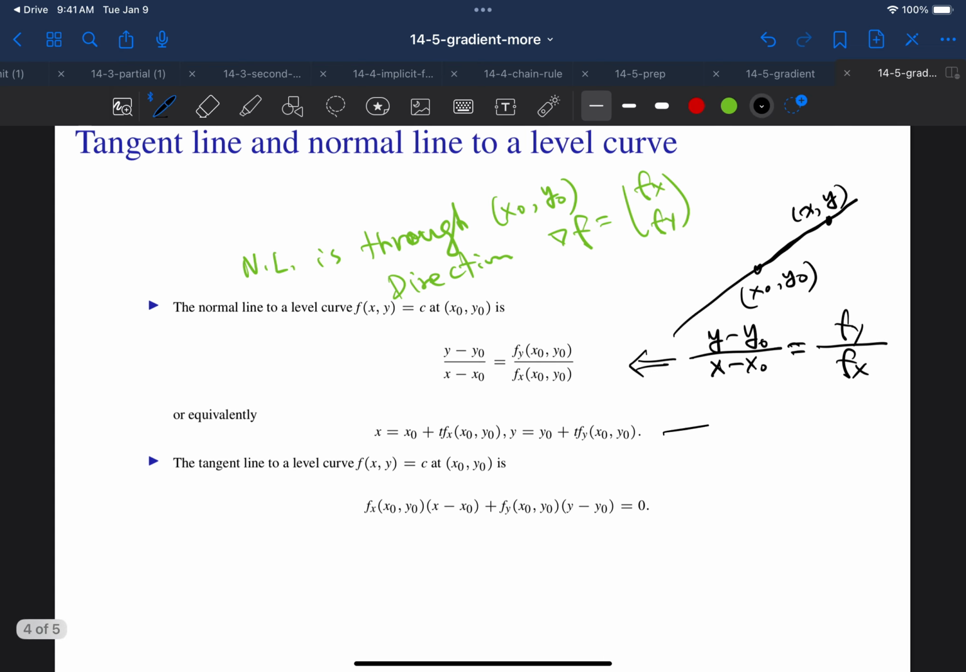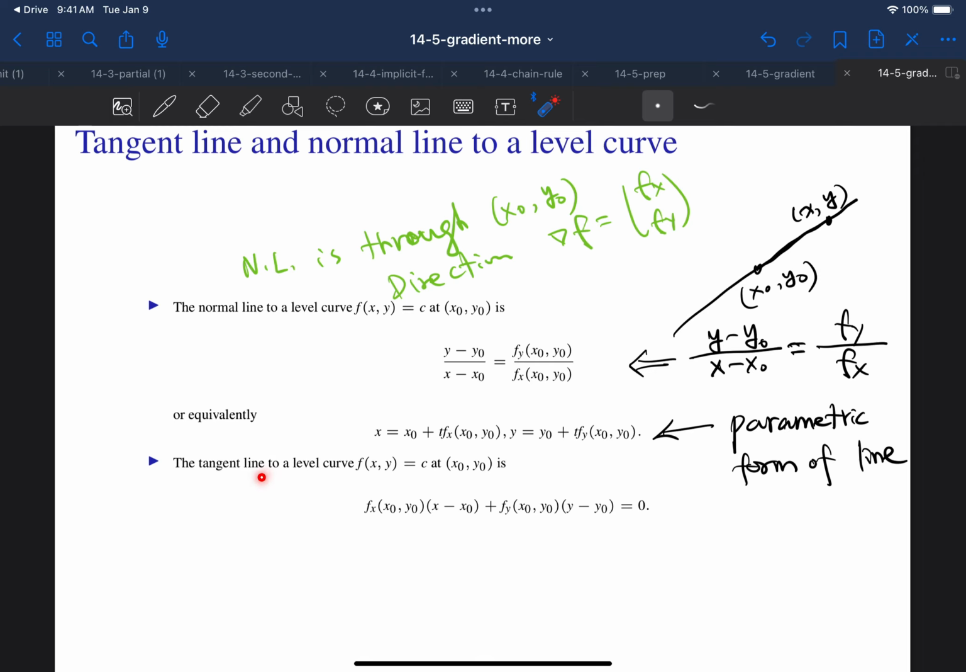This is the parametric form of a line. So it's better to get familiar with both. I often see students who are familiar with one form but not the other. It's better to know these two are equivalent, as long as the denominator is not equal to 0.